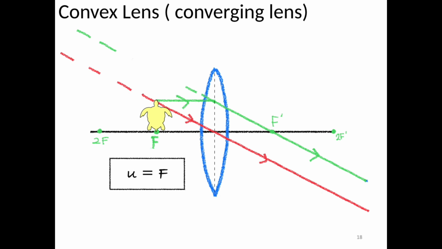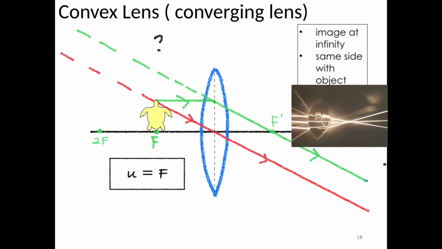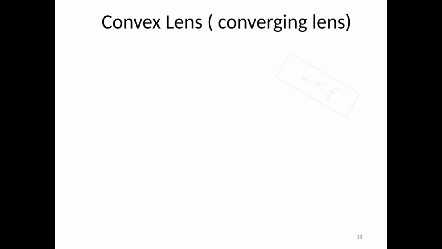So you will notice these two light rays are parallel, and parallel light rays do not intersect even if we extrapolate them at the back side. So no intersection, you guessed it, no image. So what can we say is the image is at infinity, on the same side as the object. It is on the same side as the object.